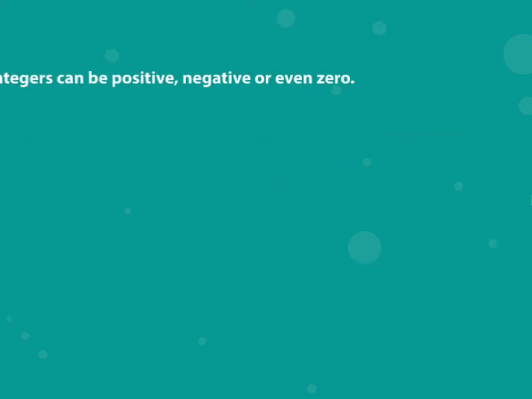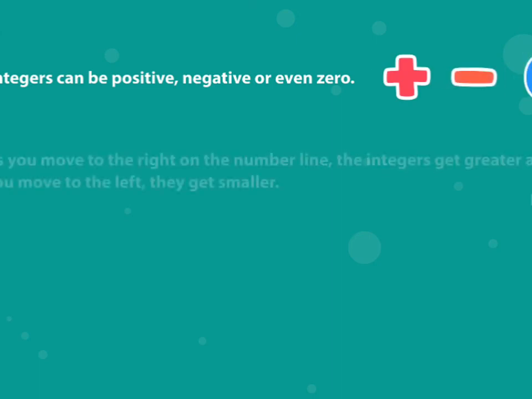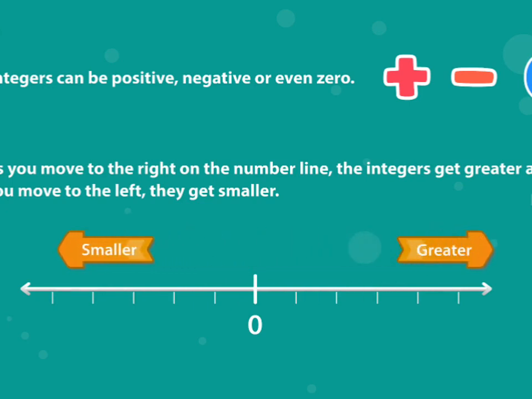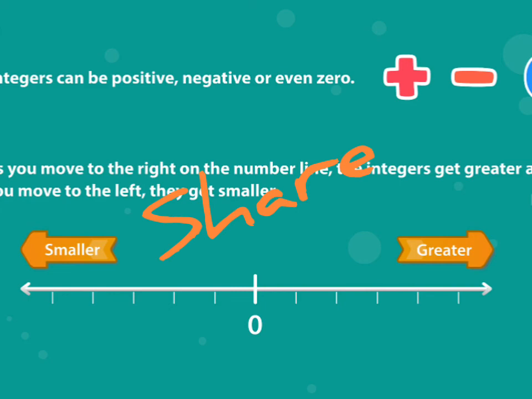In a nutshell, integers can be positive, negative or even 0. As you move to the right on the number line, the integers get greater, and as you move to the left, they get smaller. Comparing integers becomes easier with more practice. So, keep practicing.